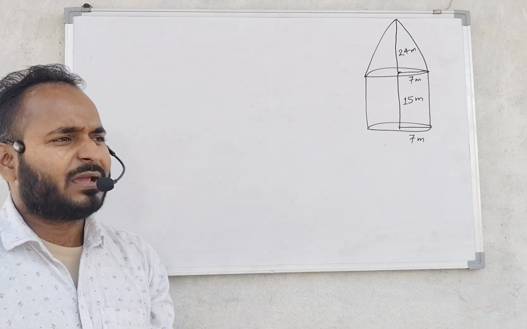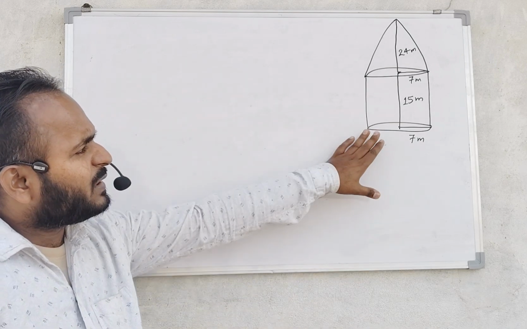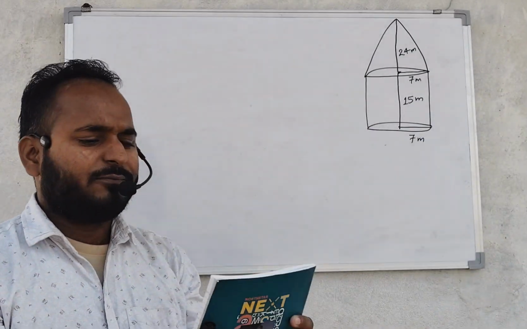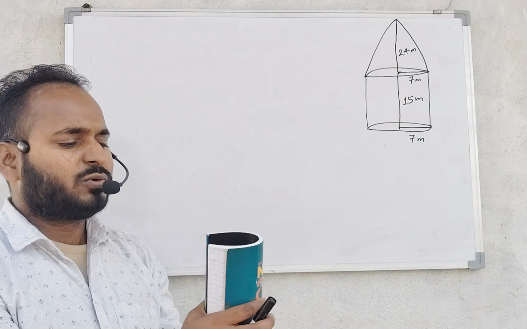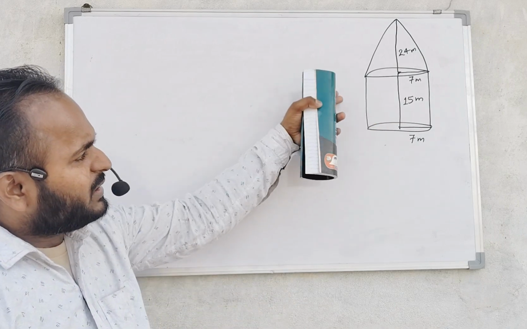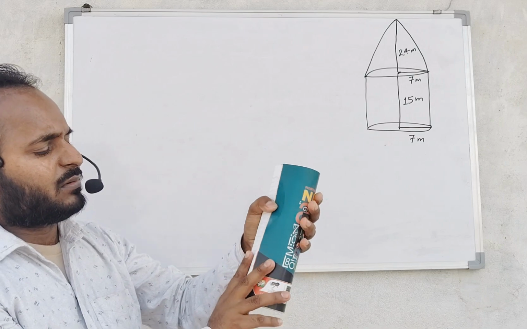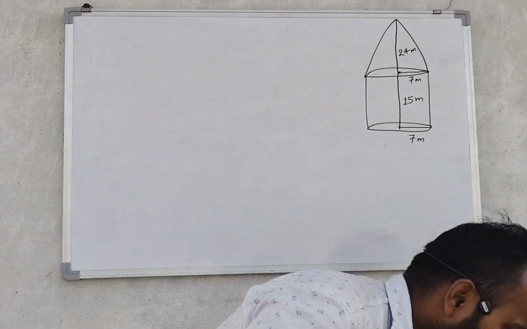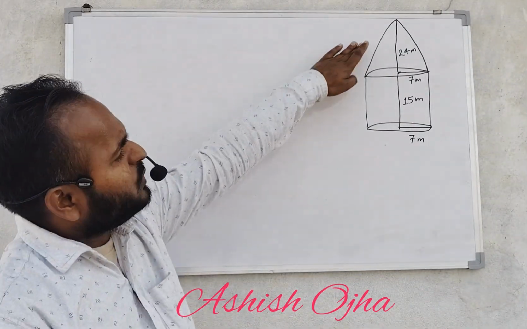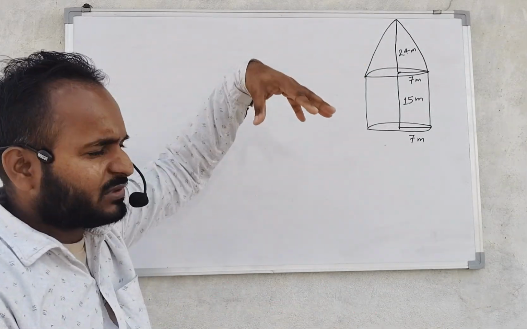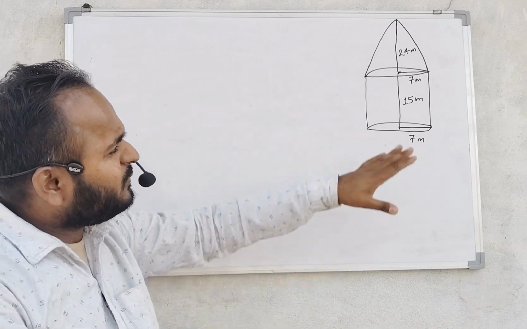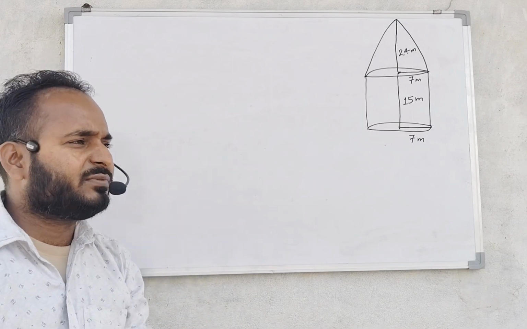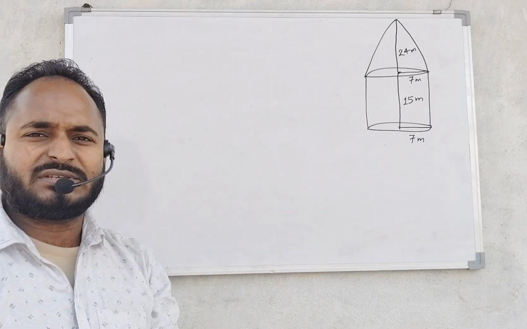Firstly, we have to imagine which part of the shape the canvas is used in. Imagine this notebook rounded like this. It forms a cylinder, and the tent is like this. The canvas used in this shape is on the curved surface, so we have to find the curved surface area. Similarly, the cone mounted on top of the cylinder also has a curved surface area. Using the CSA of both cylinder and cone, we can find the canvas used in this tent.